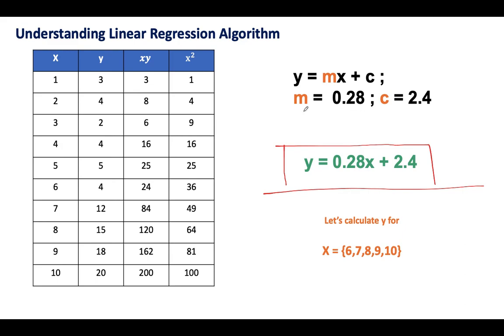So we can calculate now for the rest of the points. We have done 1 to 5. Can we calculate now for 6 to 10? We can calculate. We just have to put the values over there, 6 and 7 and all those things. And that's an easy process now, right?